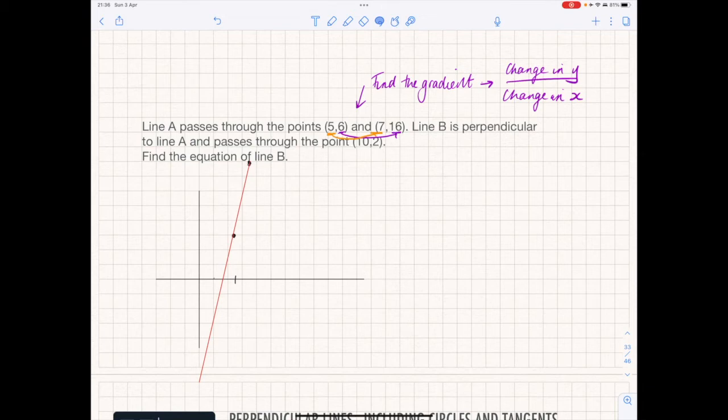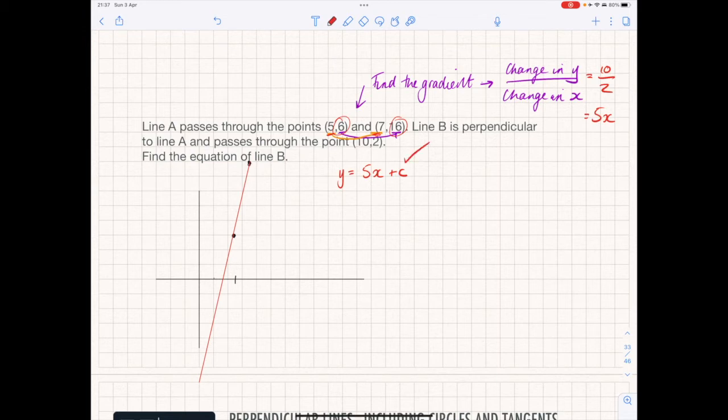So I need to find the gradient of that. So the first thing I do then is I say the gradient is equal to change in y. Well, the change in y is between 6 to 16, so that's 10. And my change in x is from 5 to 7, which is 2. So the gradient of this line is 5, so y equals 5x. Now, I don't need to know the y-intercept of this line. Okay, the y-intercept would be somewhere down here. That's actually not important for this question. So I can just leave it as y equals 5x plus c.